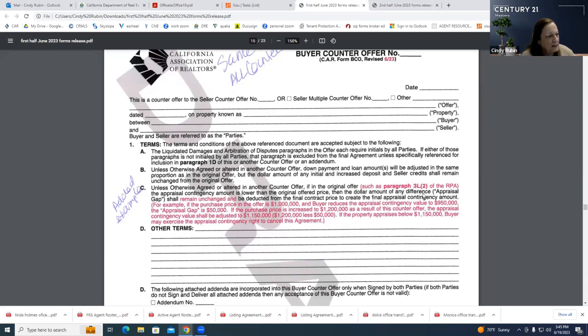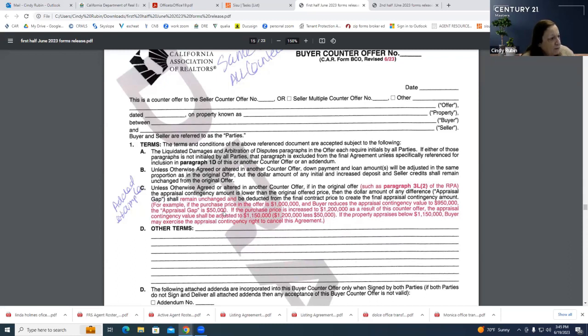So on the contract, the buyer says that there's a place on the RPA where you can put in a different amount for the appraisal contingency. So the buyer puts in 950,000 for the appraisal. That means they'll buy it as long as it appraises at least 950. They have no contingency, even though the offer is $1 million.